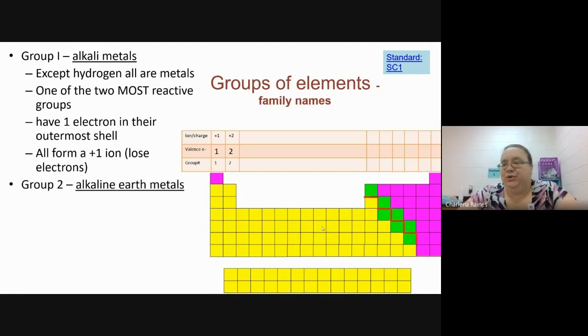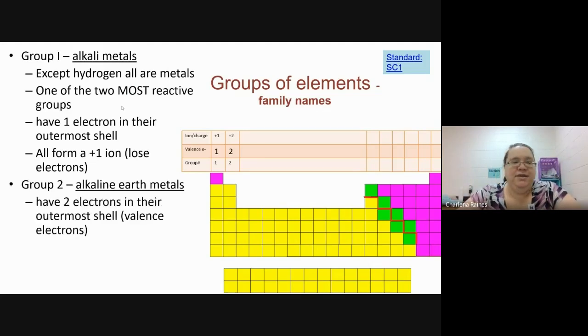Group 2 is twice as special, so it has 2 parts to its name. It is the alkaline earth metals. Alkaline, because they're kind of basic; earth, because they are all found primarily in the Earth's crust; and metals because they are metals. Group 2 elements all have 2 valence electrons, and since they have 2 valence electrons, they form a +2 cation.